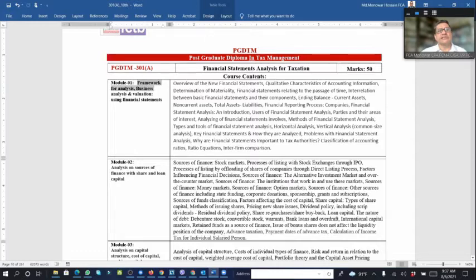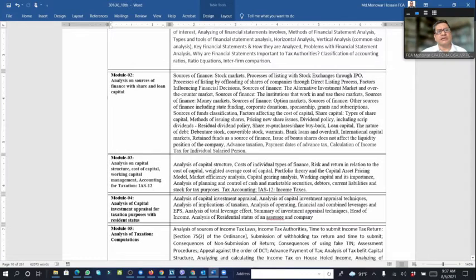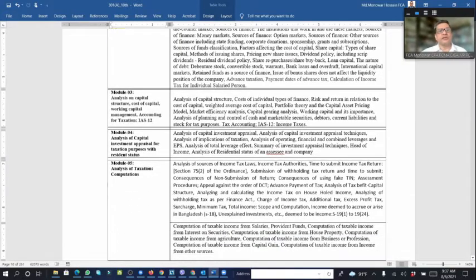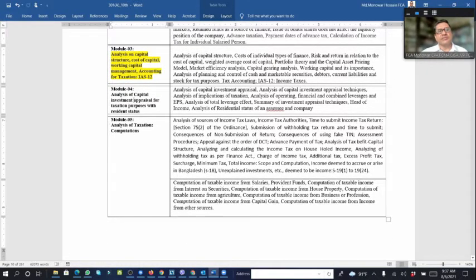Number 1, financial analysis for business analysis, valuation using financial statements. Then analysis of sources of finance with share and loan capital. Then analysis of capital structure, cost of capital, working capital management, and International Accounting Standard 12, IAS 12, for taxation purposes. Analysis of capital investment appraisal for taxation purposes with residual status, and analysis of tax computation.